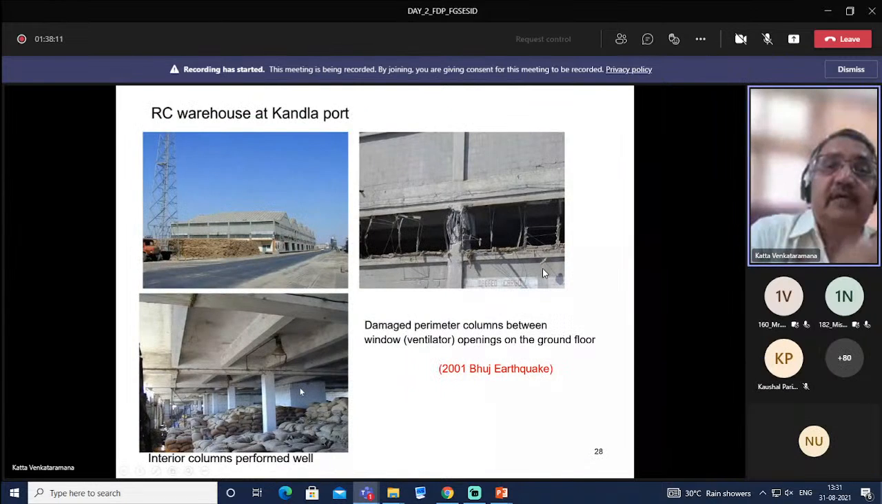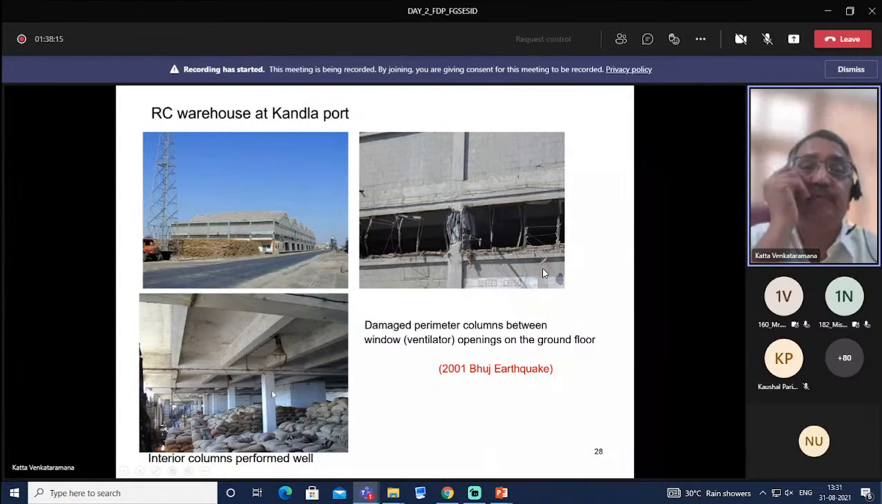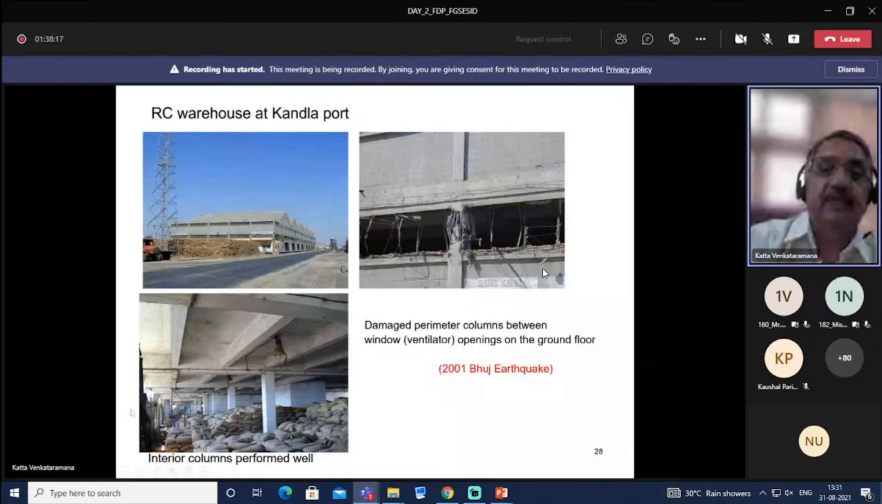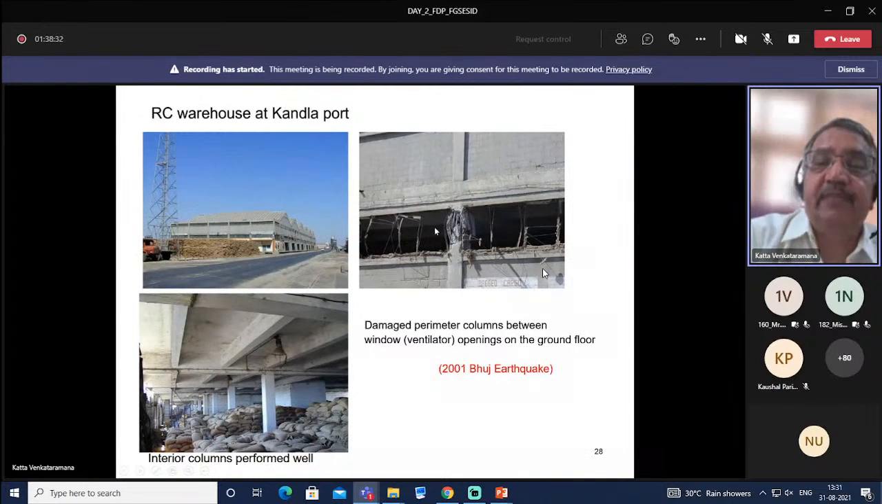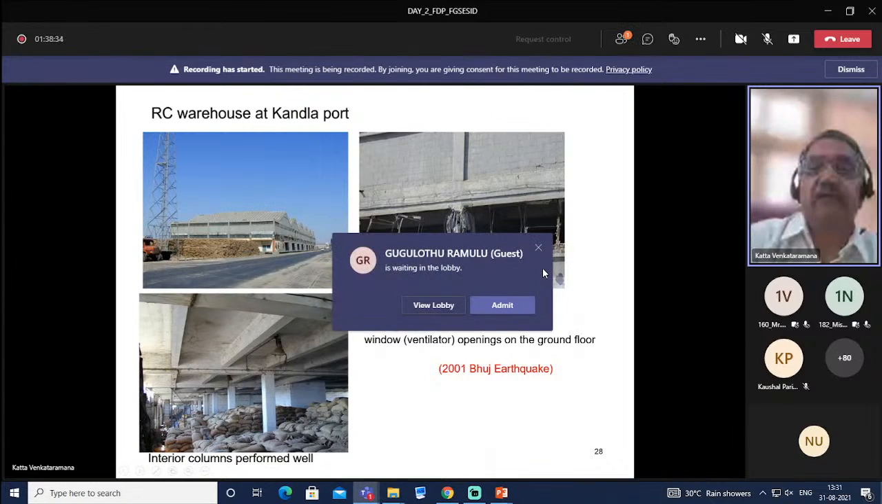Then this is also from the Bhuj earthquake, reinforced concrete warehouse at the Kandla port. This is the warehouse building. Exterior columns got damaged. Damaged perimeter columns between window openings on the ground floor. The interior columns performed well. Perhaps these columns are subjected to large shear force.